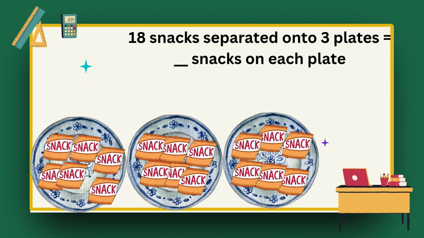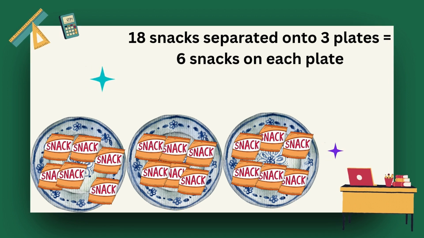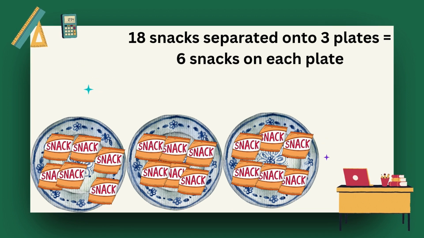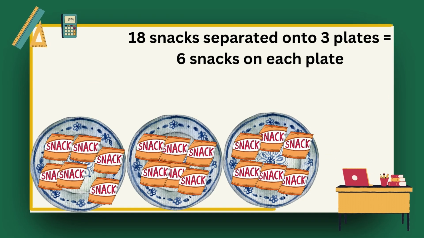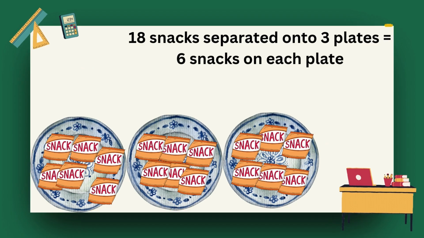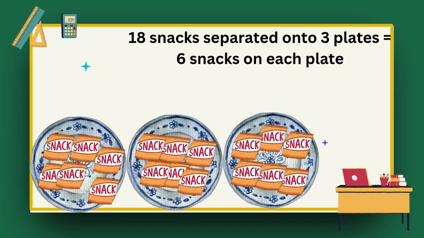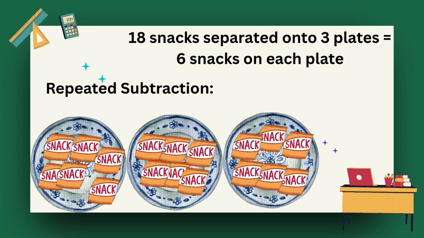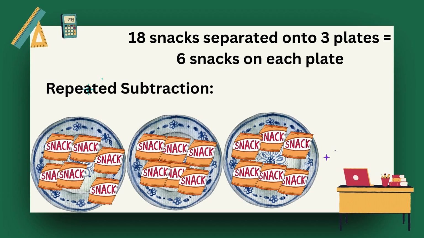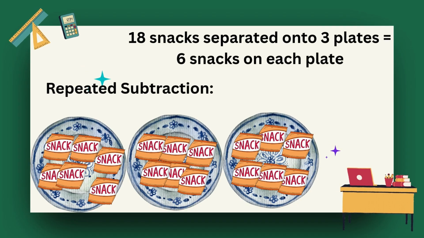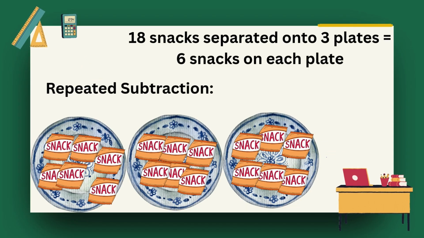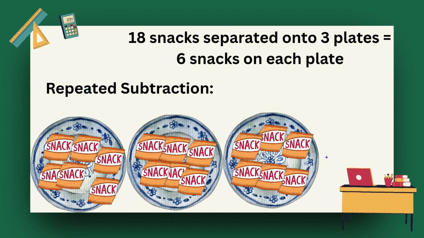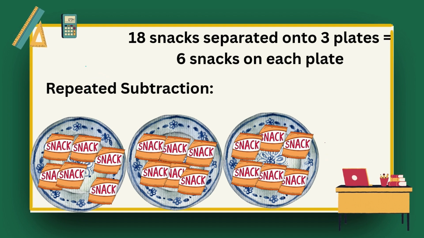All right, good job. There are 6 snacks on each plate. That can be written in a statement like 18 total snacks separated onto 3 plates equals 6 snacks on each plate. It can also be written as a repeated subtraction problem. So you're familiar with multiplication and repeated addition. Well, since this is the opposite and we were taking away from the big pile of snacks, it's repeated subtraction.